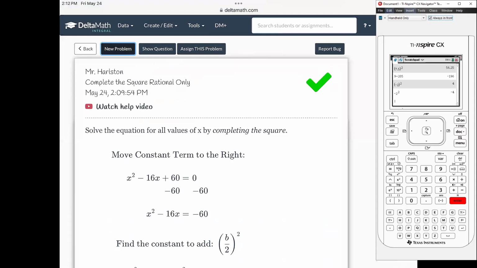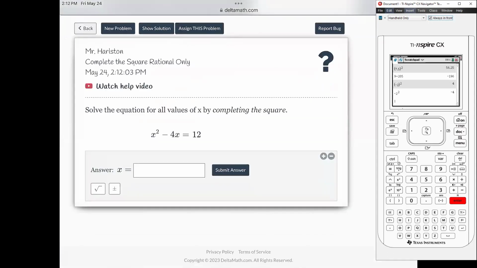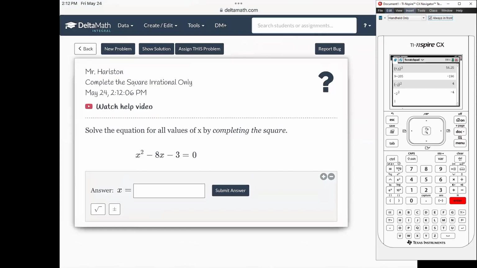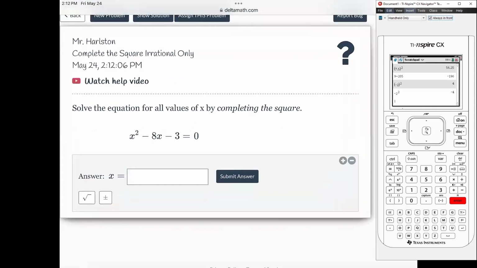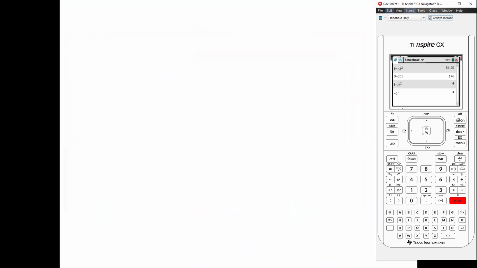All right, I got one more type of question. Now this one is irrational. So that means we've got to leave the square root part. We can't calculate it. They don't want decimals. They want you to leave it as a square root. All right, so let me take a picture and then I'm going to solve it. And this will be the last one.